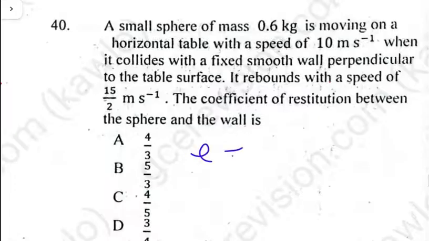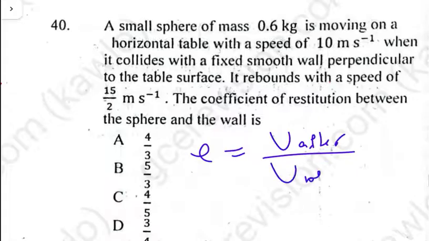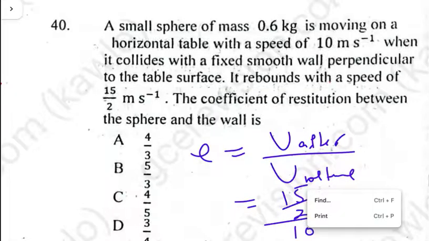So our e will just be given by the velocity after on the velocity before. The velocity after is 15 on 2, divided by the velocity before, which is 10, right? So what does this give us? That's 15 on 20, which is 3/4.